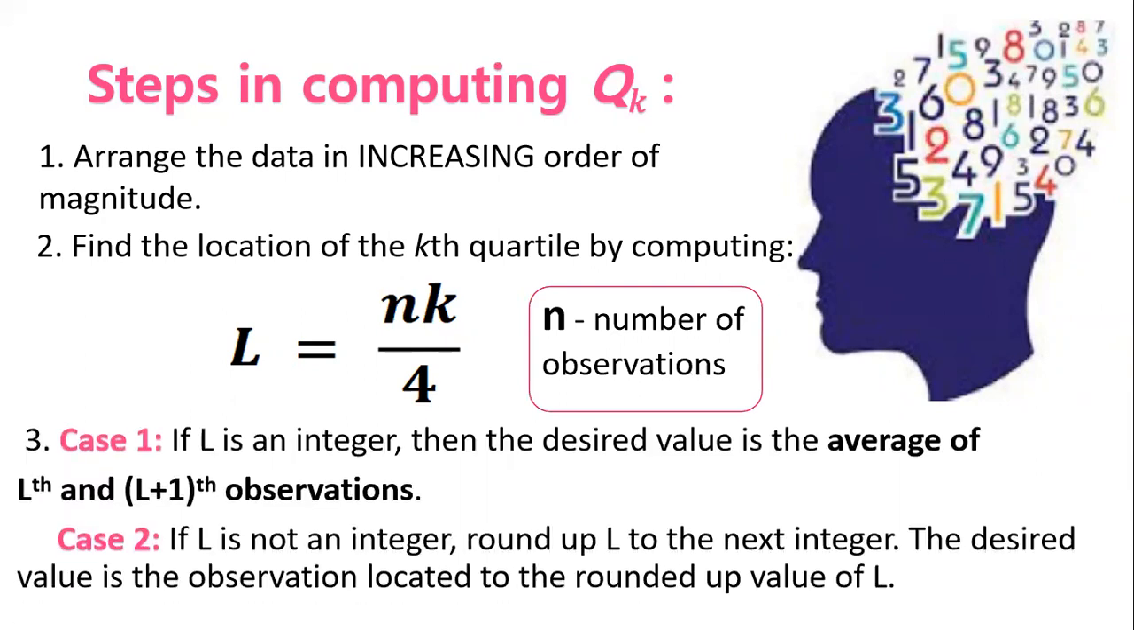Same as decile and percentile, for the values of L, if L is an integer, then the desired value will be the average of the L and L plus 1 observation. And for the second case, if not an integer, we round up L to the next integer. The desired value is the observation located at the rounded up value of L.